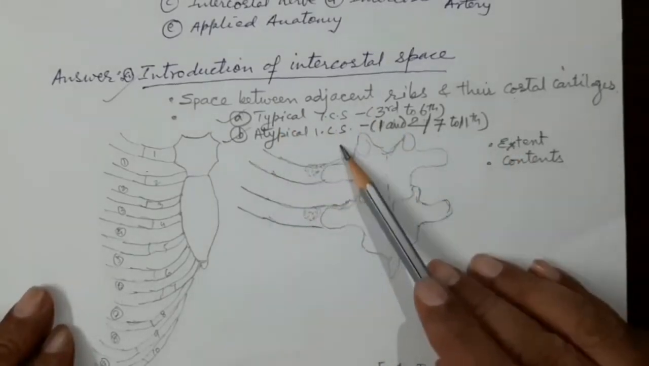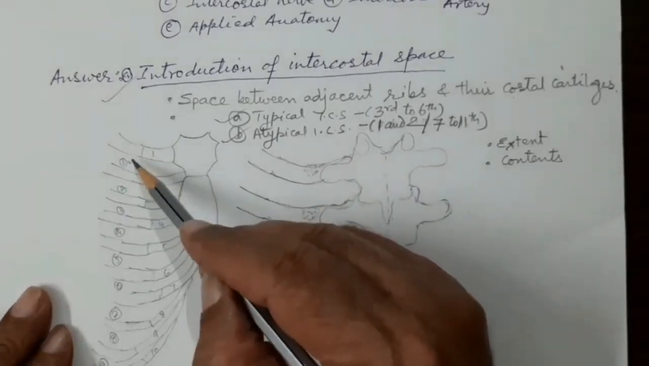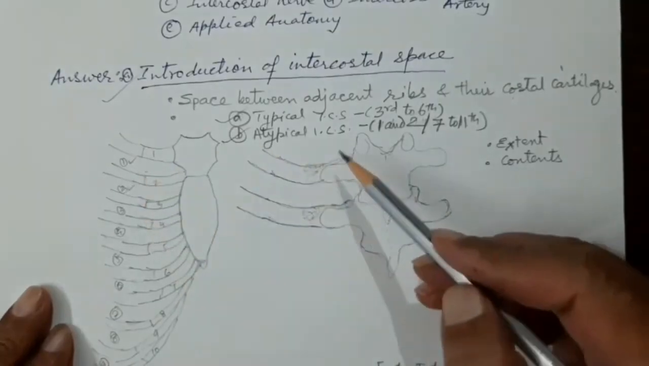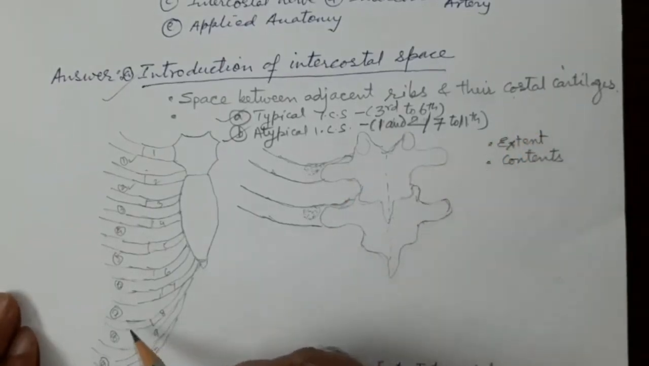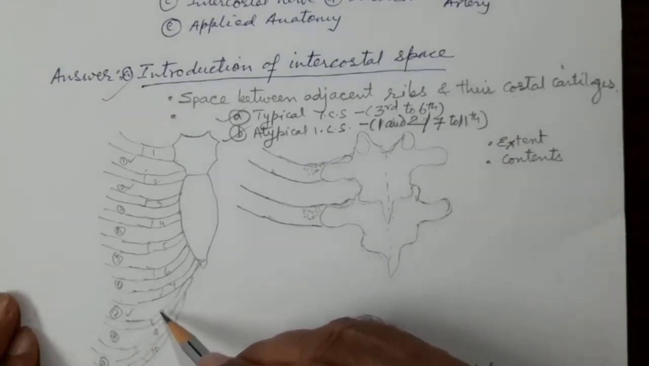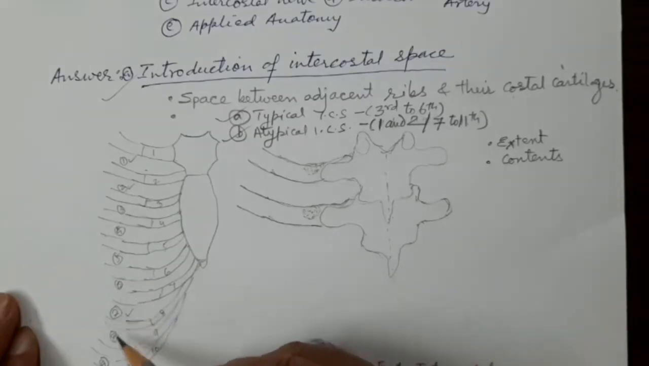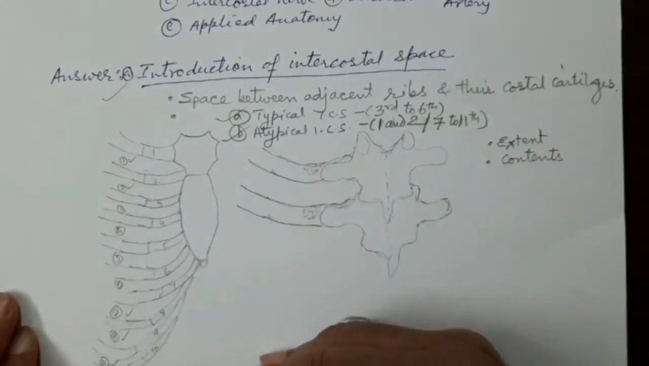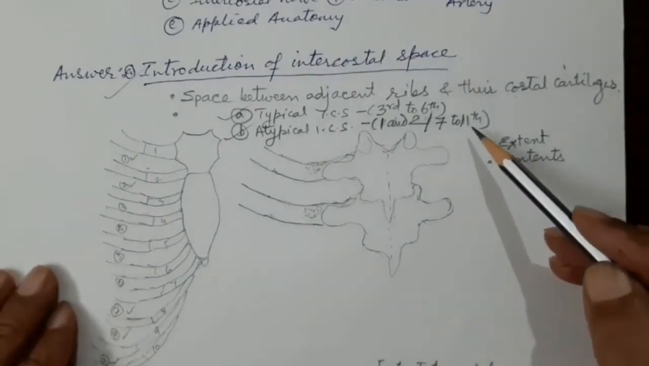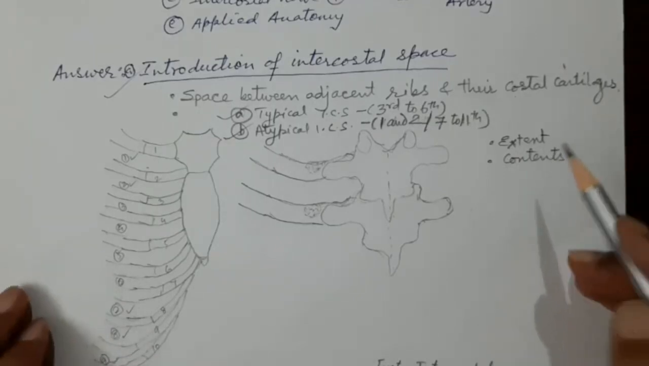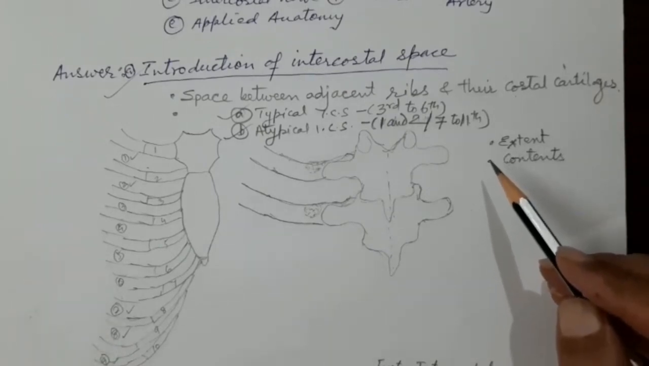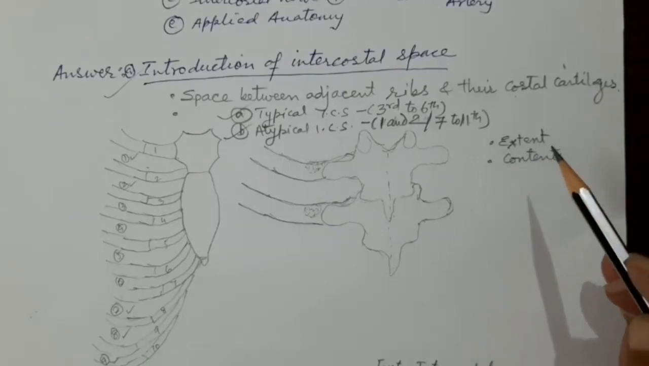Then there are atypical intercostal spaces, and space number 1 here and space number 2 are considered atypical intercostal spaces. Similarly, the spaces from 7th to 11th: the 7th, which lies between the 7th and 8th ribs and costal cartilages, then between the 8th and 9th, that is the 8th intercostal space, and then the 9th intercostal space. So first and second, 7th, 8th and 9th, and then extending to the 10th and 11th. All these, the first, second, and 7th to 11th, are called atypical intercostal spaces.